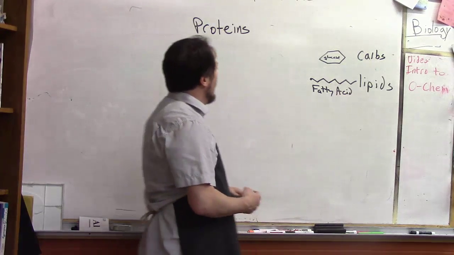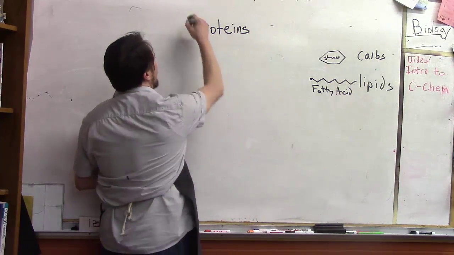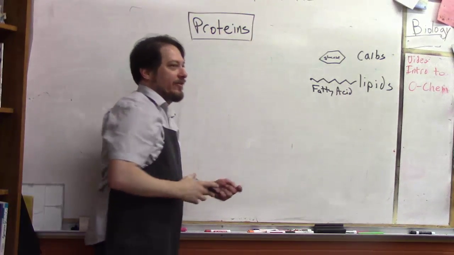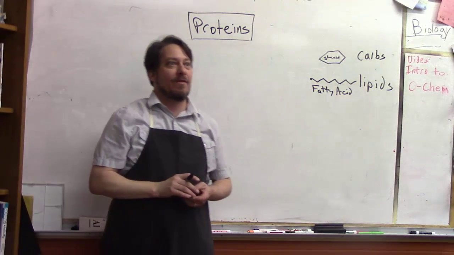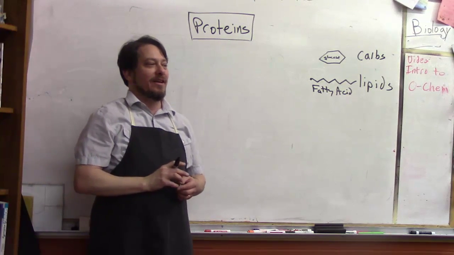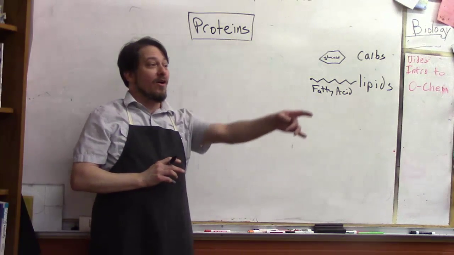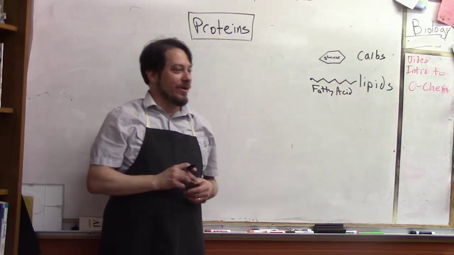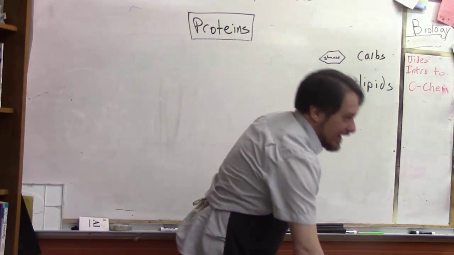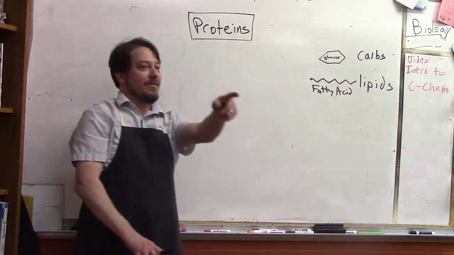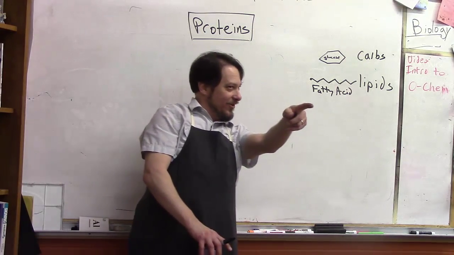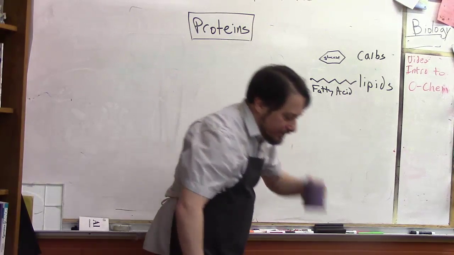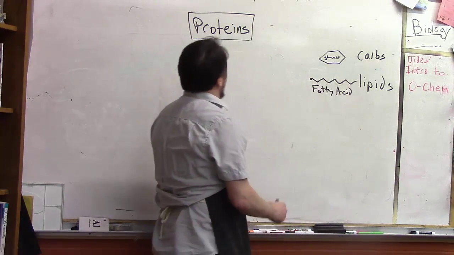And today we're going to talk about the monomer that makes up proteins. Does anybody from their reading remember what that monomer is, that when we put many of them together, we get a protein? Is it amino acid? Okay, good. The amino acid.